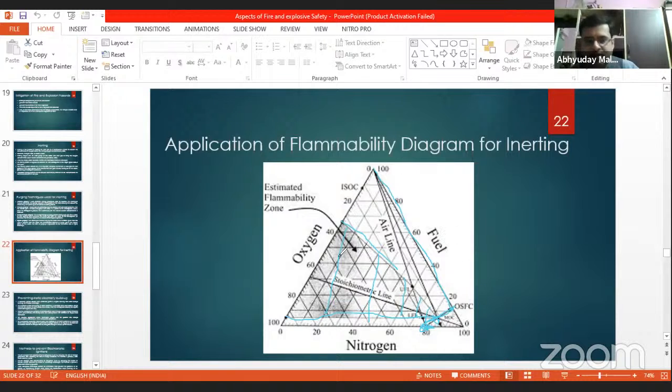Flammability diagrams are available for many fuels. So for the fuel in question, you can get hold of such a flammability diagram. You can determine the OSFC, and accordingly, you can purge nitrogen up to the OSFC concentration. Then you can purge air, because that will save on nitrogen gas cost.